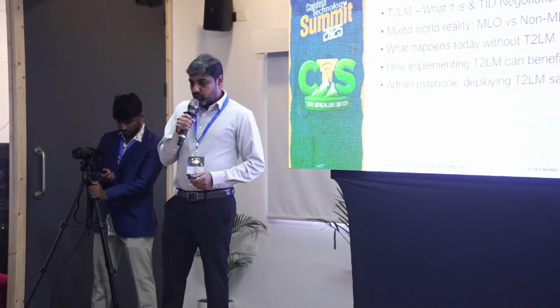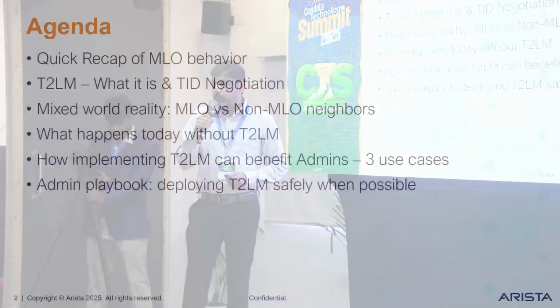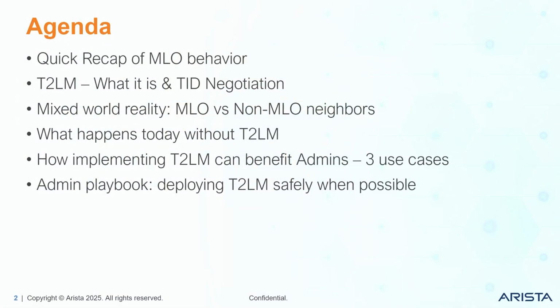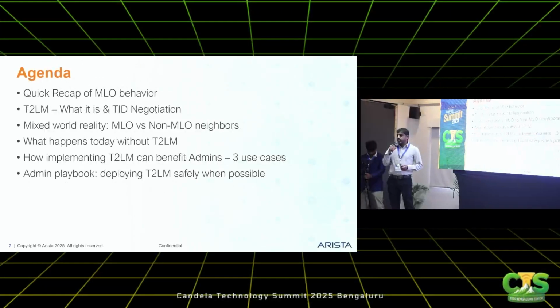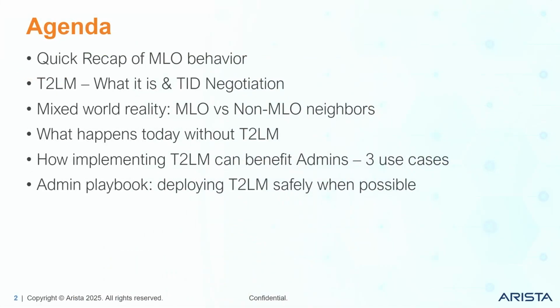This is the agenda of the day. We will quickly recap MLO behavior. Then we will see what T2LM is, TID to link mapping, and how this negotiation happens between the AP and a client. Then we will take a practical use case in a mixed environment, where MLO and non-MLO clients coexist, what the current problem is and how T2LM can help mitigate it. I have defined three use cases for the admin, given that both AP and client support this, and a quick playbook from the admin standpoint.